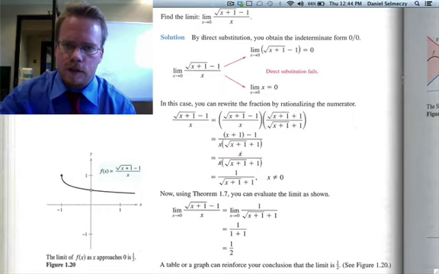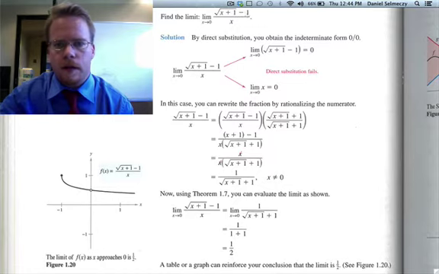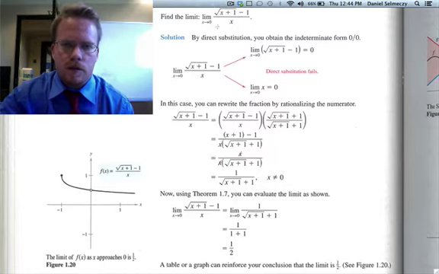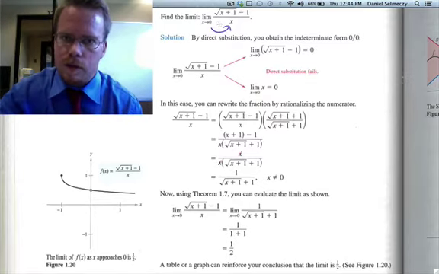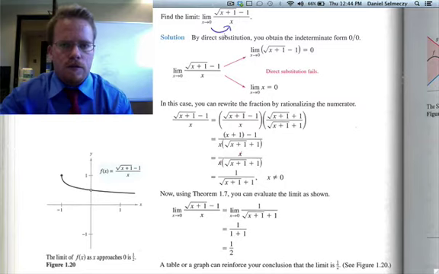Alright, so for our next example, we have a function that looks like this. The square root of x plus 1 minus 1 over x. And we want to find what the limit is as x approaches 0. Immediately you see, can't just use direct substitution because I'm going to divide by 0. So what can you do?